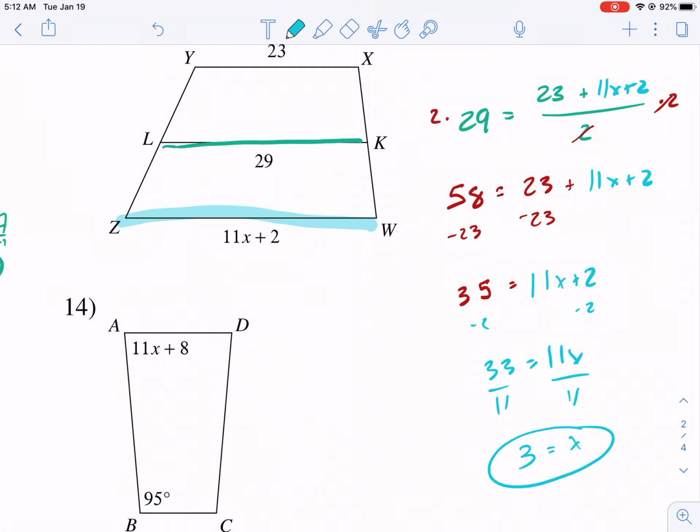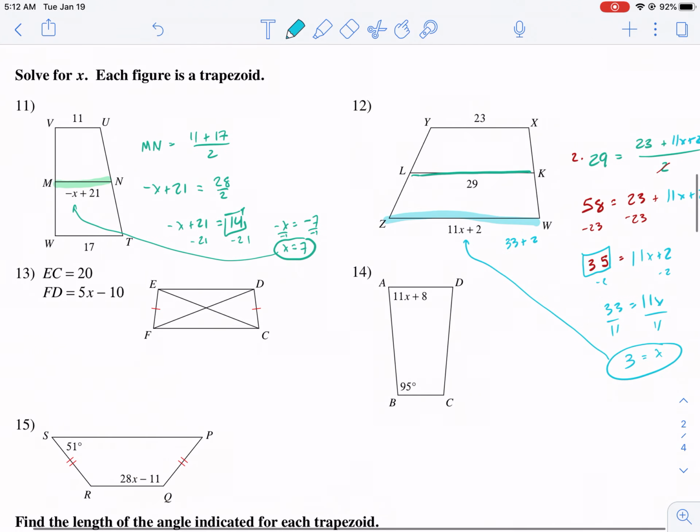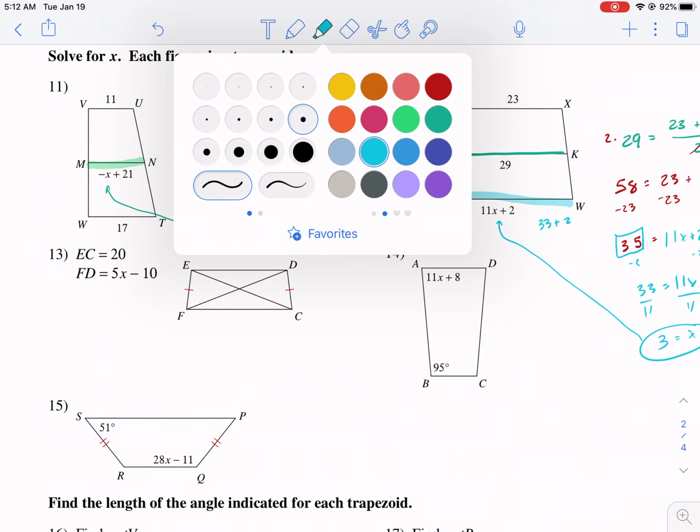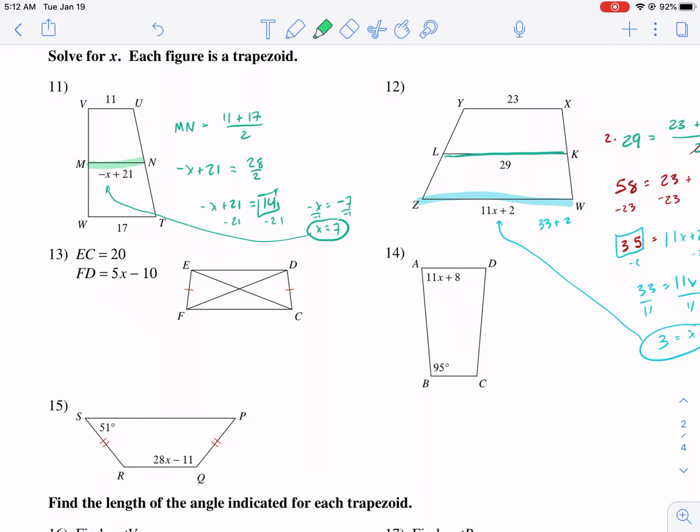If we needed to find the actual length, we could just plug it in. We'd get 33 plus 2, and that's 35. We got that here. So that was our base, but now we know the value of x. Okay. Just like a few more, because all of them are the same example, pretty sure.